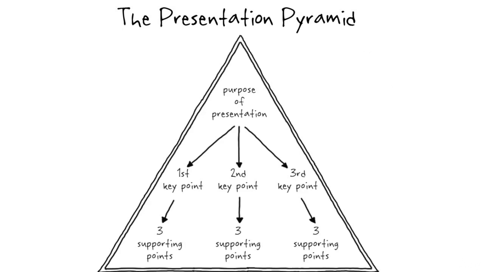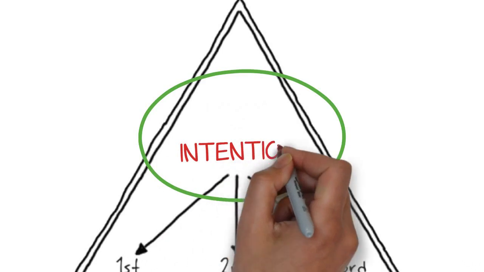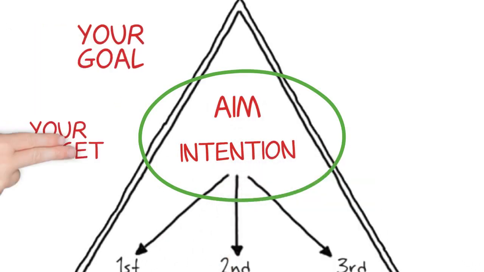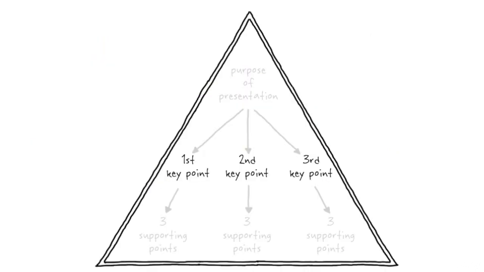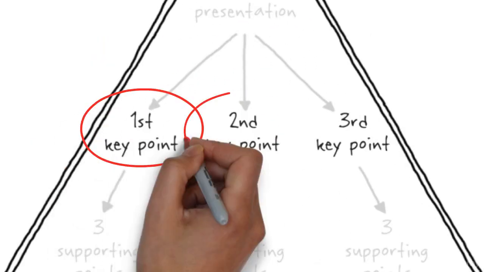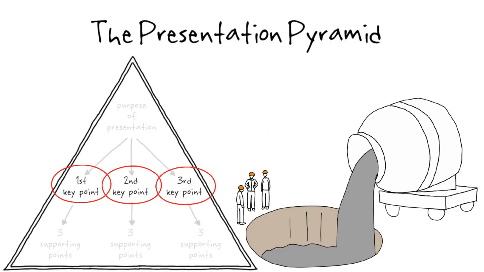Right at the top is the most important part, the purpose statement. This is your intention for the presentation, the aim, the goal, the target, what you want to achieve. It's all of that. The second part of your presentation pyramid is a list of 3 main points to support your purpose statement. This is the foundation, your core, your pillars.